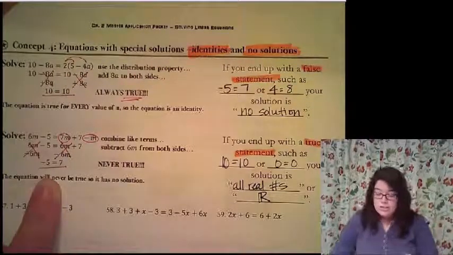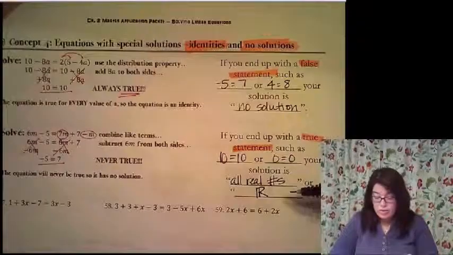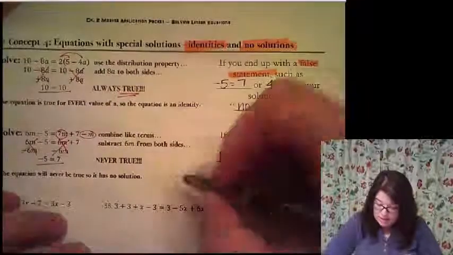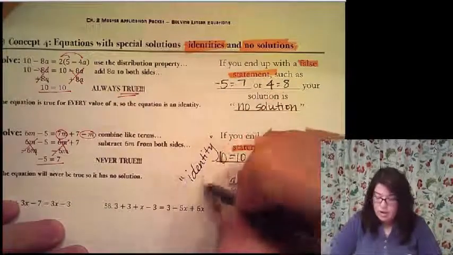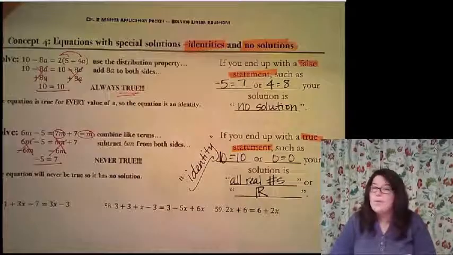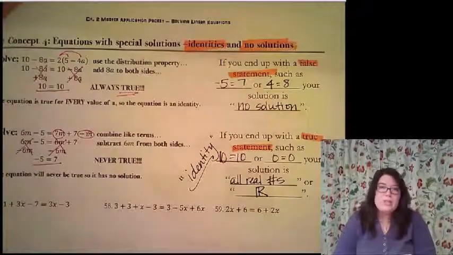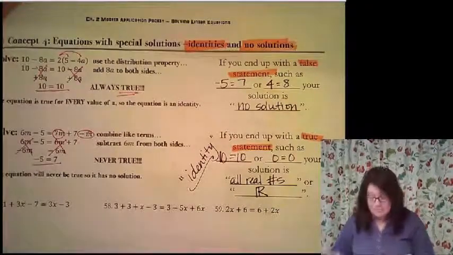Okay? So these are the two special situations. The one that's always true, this is known as an identity. It's a good vocabulary word for you. This is known as an identity. The other one, just no solution, no problems there. So let's take a look at some examples together.